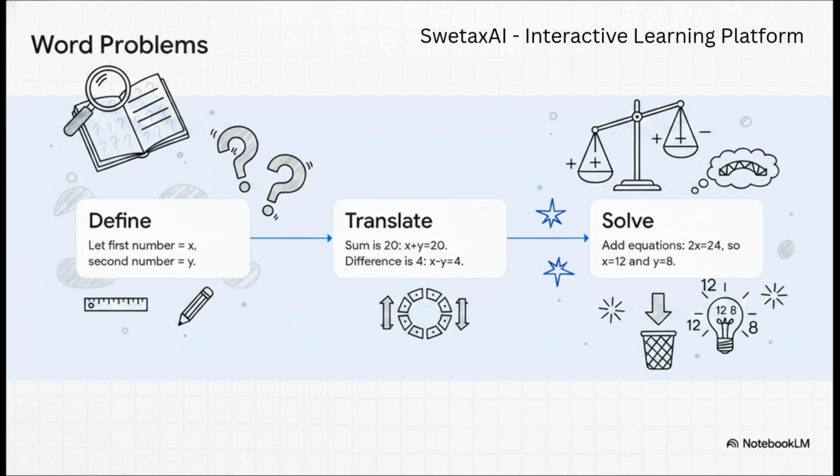So the really cool part is that once you translate the text, step 3 is just basic elimination. Add them together, 2x equals 24, so x is 12, and y is 8. And just like that, the mystery numbers are found.